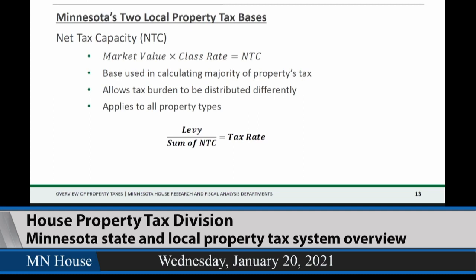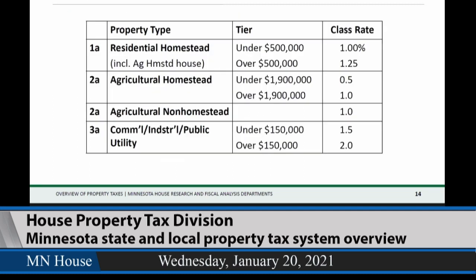Next slide, please. So this slide shows some, not all, but some of the classifications that we have in our property tax system. Note that there are some property types, like residential homesteads, for example, that have 2 different class rates. So they have a lower rate on the value of the property up to a certain threshold, and then a higher rate on the value of the property over that threshold. So for example, residential homesteads, which I'll note also include agricultural homesteads. This is something that we often refer to as the house, garage, and 1 acre, or the HGA.